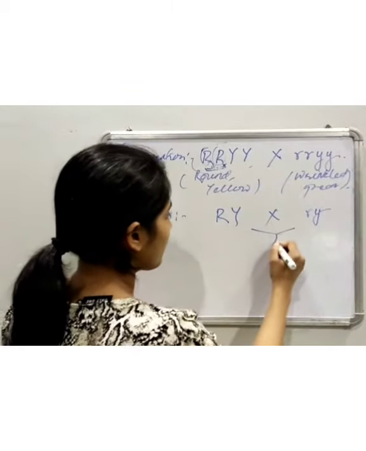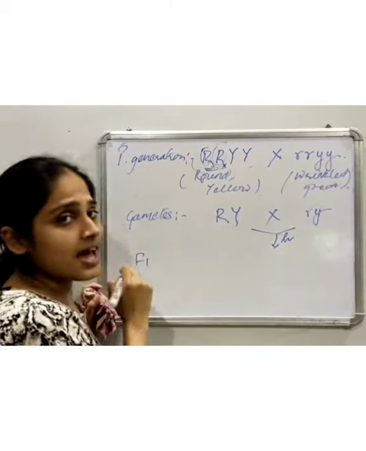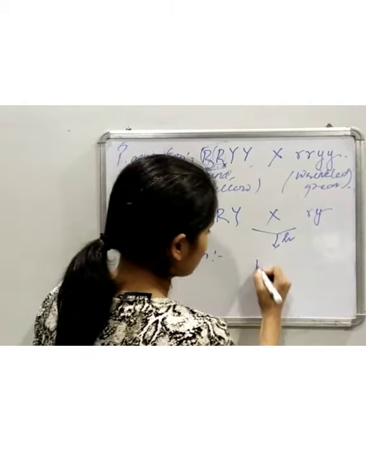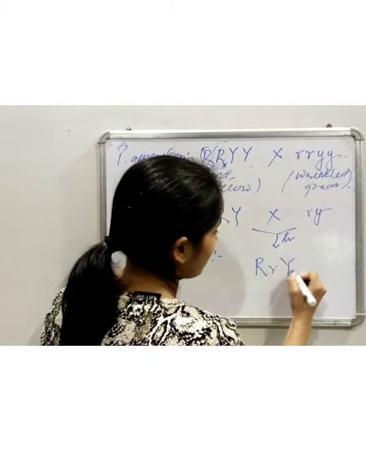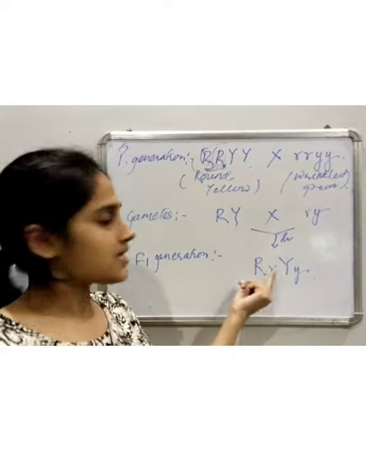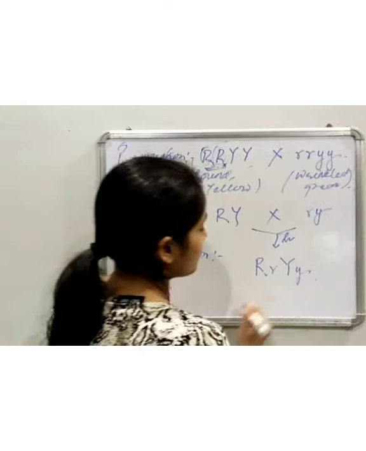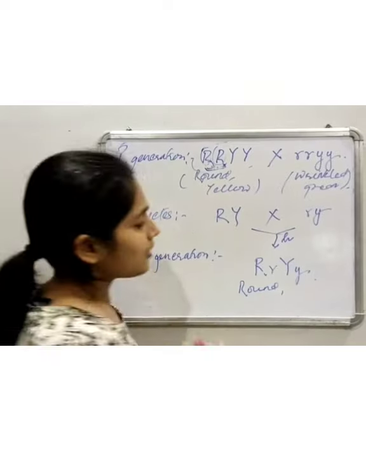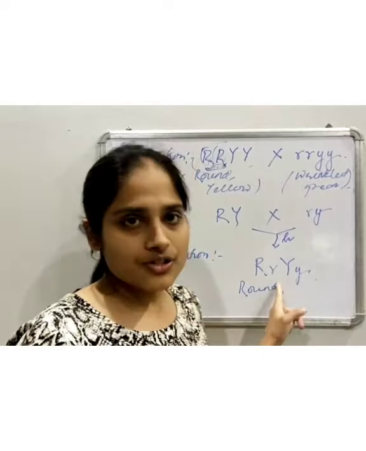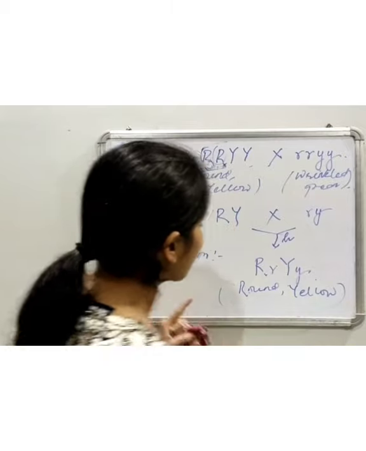Okay, so when they hybridize or fuse, we get the first filial generation, or what we call the F1 generation. And in the F1 generation, because the seed shape round is dominant over wrinkled, the phenotype will be round. Similarly, for seed color, yellow is dominant over green, so we'll get yellow. So this is the phenotype of the F1 generation.